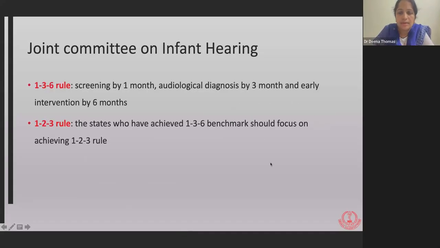Coming to the next part, what is the JCIH 1-3-6 rule? JCIH is the Joint Committee on Infant Hearing, which says that screening should be done by 1 month, audiological diagnosis by 3 months of age, and early intervention, whether it is a hearing aid or a cochlear implant, by 6 months. Now they have improvised. Many states, at least outside India, are able to attain the 1-3-6 rule. So they have said that if states have achieved the 1-3-6 rule as the benchmark, they should focus on 1-2-3. That is, screening by 1 month, audiological diagnosis by 2 months, and early intervention by 3 months.